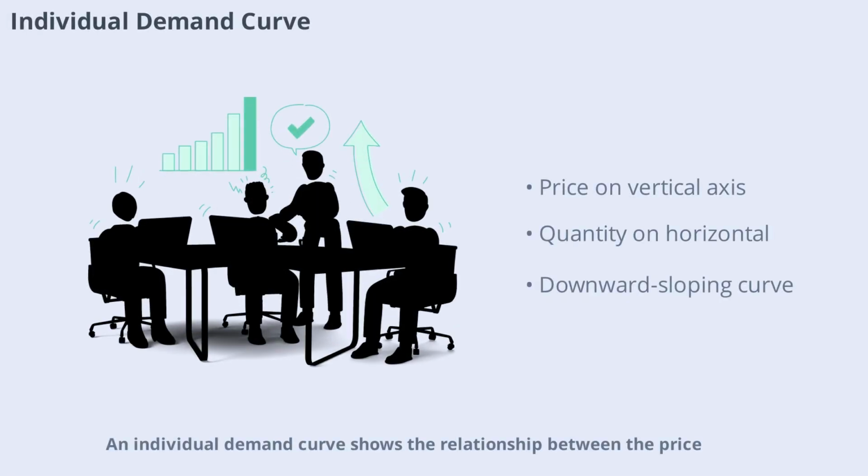Individual demand curve shows the relationship between the price of a good and the quantity demanded by a single consumer. On a graph, price is typically on the vertical axis and quantity on the horizontal. As price decreases, the individual is willing to buy more, creating a downward sloping curve. This curve helps us visualize how one person's purchasing behavior changes with price, but it's just the first step in understanding the bigger market picture.